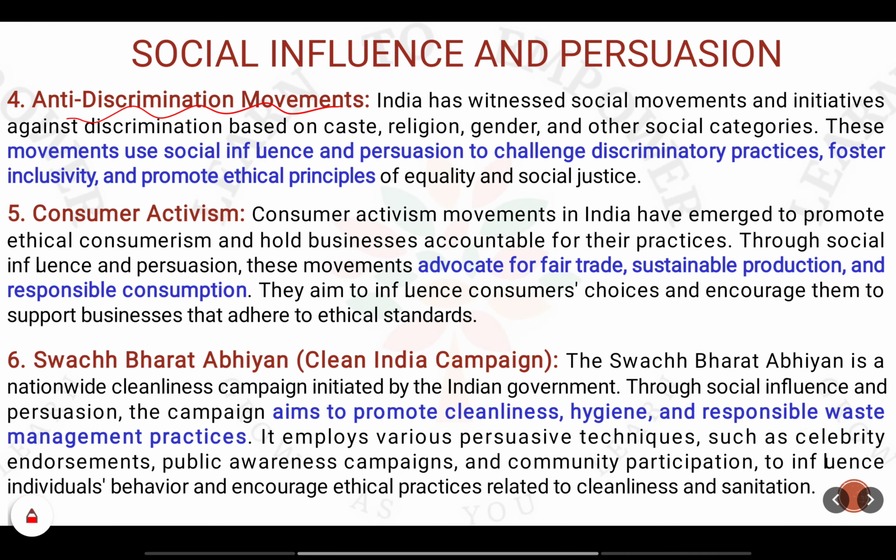The next is the anti-discrimination movements. It can be any movement that happened in India or around the world. It can be Nelson Mandela's movement, or Martin Luther King's movement, or the Gandhian movement here. So everything, it was meant for what? Social change and persuasion.